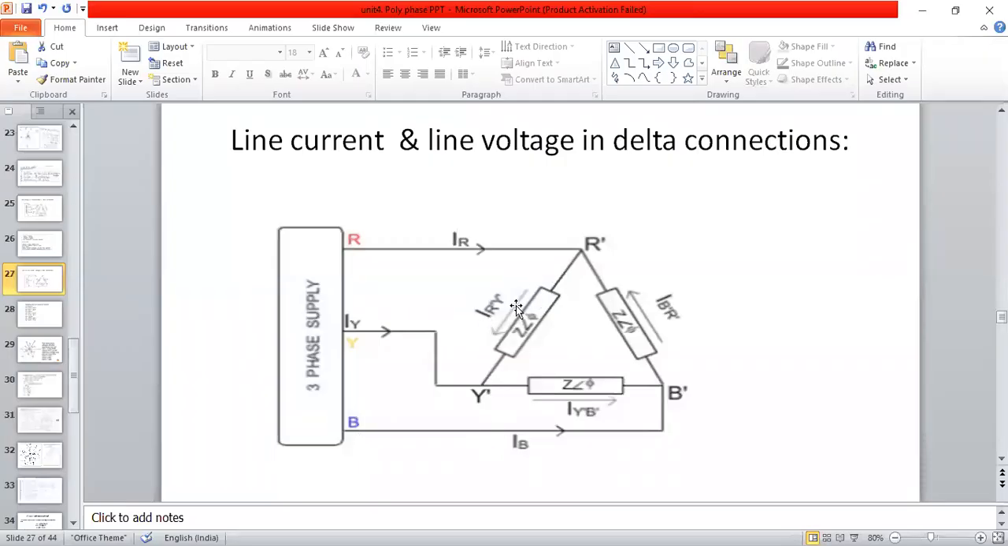But I R dash Y dash is the current flowing through this phase, the R dash Y dash phase. I Y dash B dash is the current flowing through this phase. I B dash R dash is the current flowing through this phase. So the currents flowing across these are the phase currents: I R dash Y dash, I Y dash B dash, I B dash R dash. Is it clear? Line currents and phase currents?